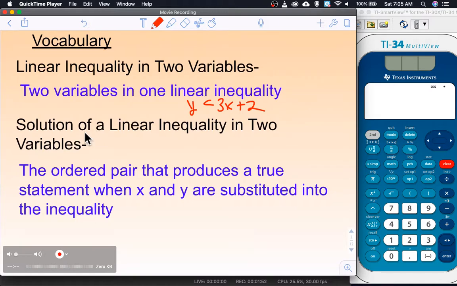And a solution to a linear inequality in two variables is going to be an ordered pair, just like before. The solution to this would be an x and a y, or a whole bunch of x's and y's that eventually make a line. Well, it's going to be an ordered pair that produces a true statement when x and y are substituted into the inequality. So this also will make a line with a little bit extra.